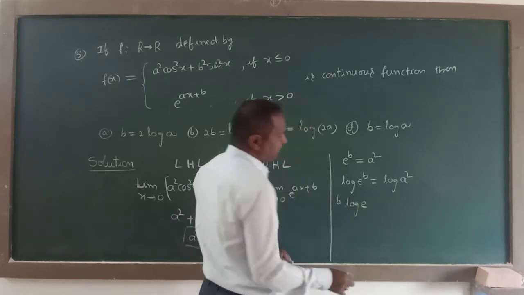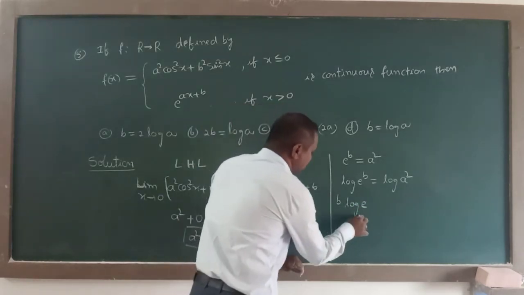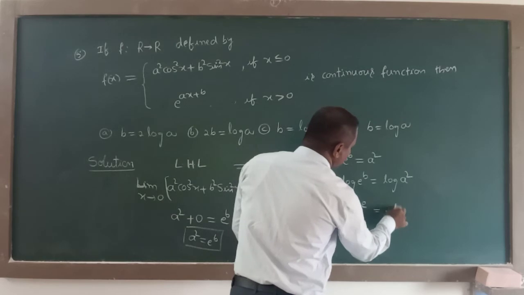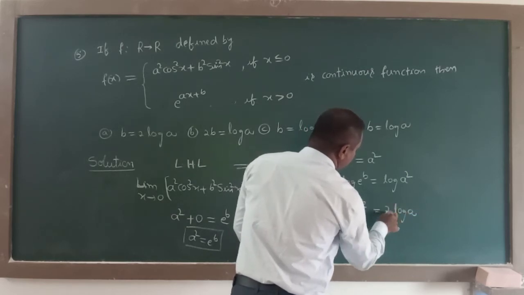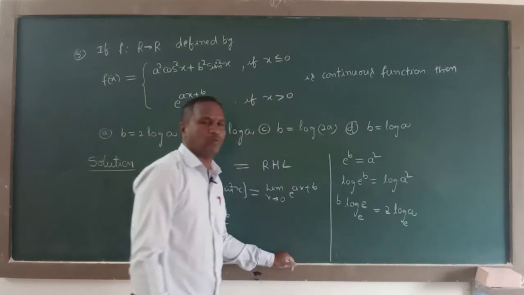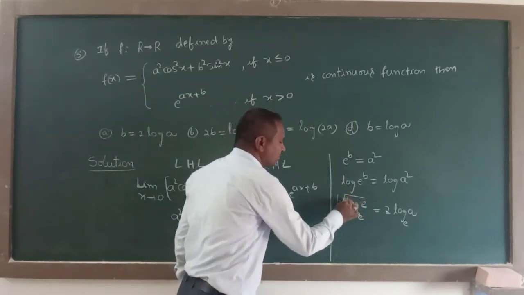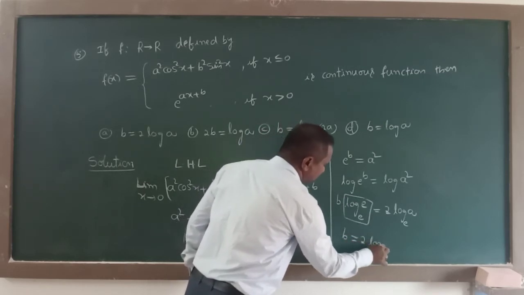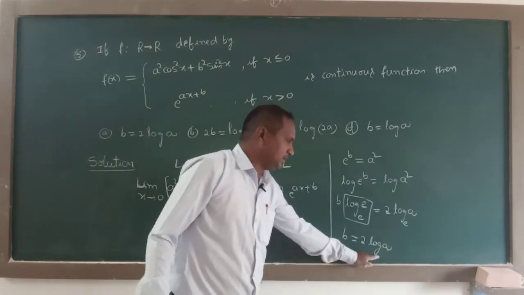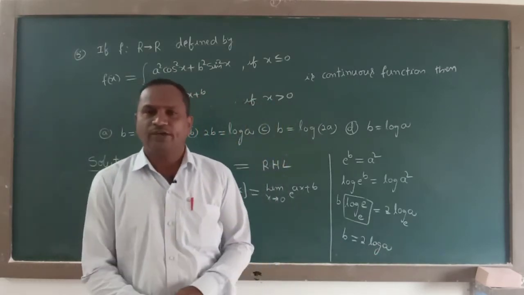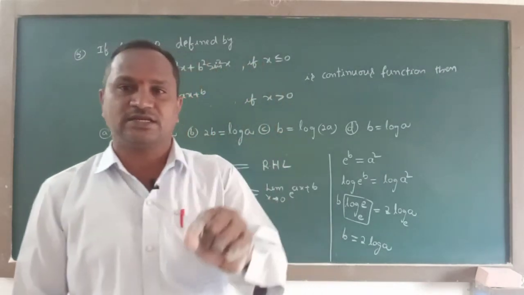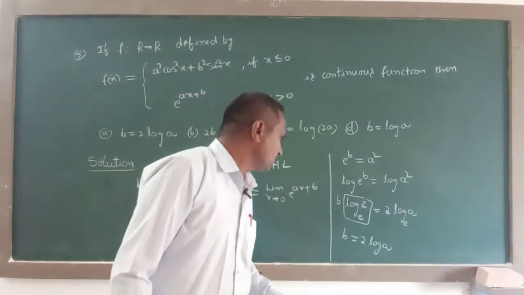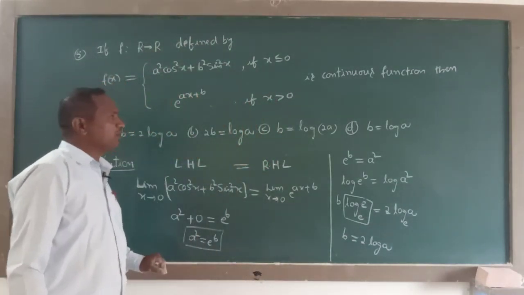If there is no base to the log terms, you may consider the base e. The power becomes multiplied: 2 into log a. You may consider base e or not, no problem. Then log e becomes 1, so b is equal to 2 log a. Here e you may write or not write; if no base is written, you must consider the base of the log term to be e only.